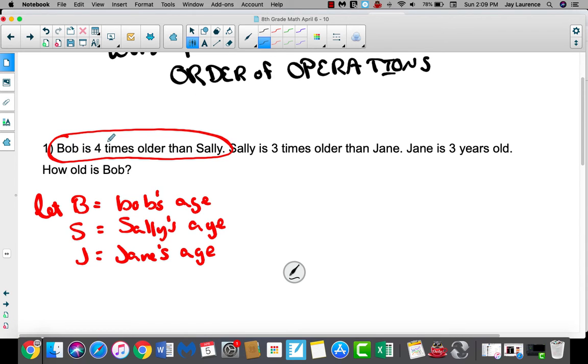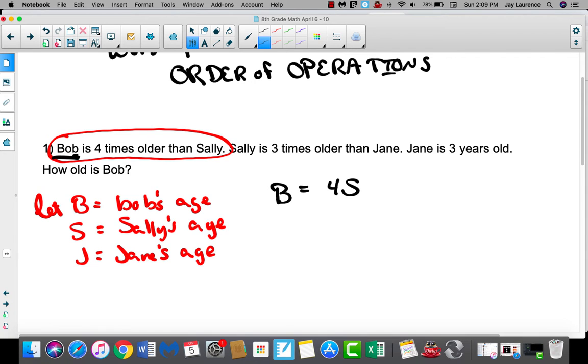This one says Bob is 4 times older than Sally. So I have Bob's age, and I have Sally's. Who's the older one? Well, Bob is. He's 4 times older. To make them equal, I have to multiply Sally by 4. Think about it. Let's say you're 14, and we'll pretend for a minute that Mr. Lawrence was 28. Yeah, it's a long time ago, I know. I'm twice as old as you, if that's the case, right?